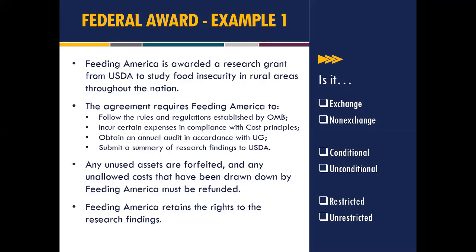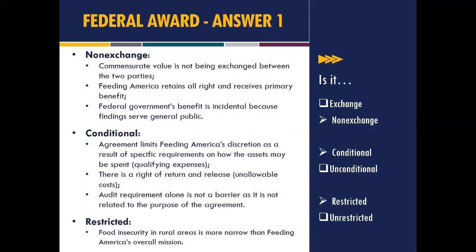I'll give you a little bit to think through what those answers would be. Okay, so we'll dive into the responses in the interest of time, but this would be considered a non-exchange transaction. Commensurate value is not being exchanged between the two parties. Feeding America is the one that retains all the rights and receives the primary benefit. The federal government's benefit is incidental because the findings coming out of the work are serving the general public. We are considering this to be a conditional contribution.